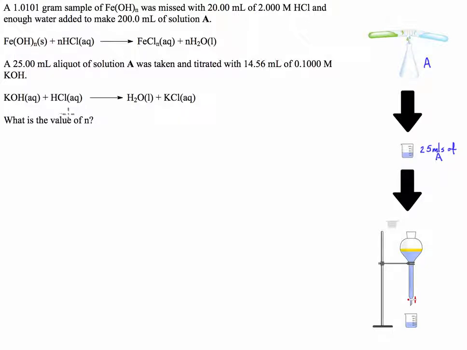The way we would solve any indirect or back titration problem is we're going to work out the amount of potassium hydroxide that was titrated with the hydrochloric acid, and from that we'll be able to find the hydrochloric acid remaining after it reacted with Fe(OH)n. Once we know that, we can take it away from the initial amount of hydrochloric acid and find the amount that's reacted. Then we'll be able to find the amount of this that caused the reaction. So without further ado, let's get on to this problem.